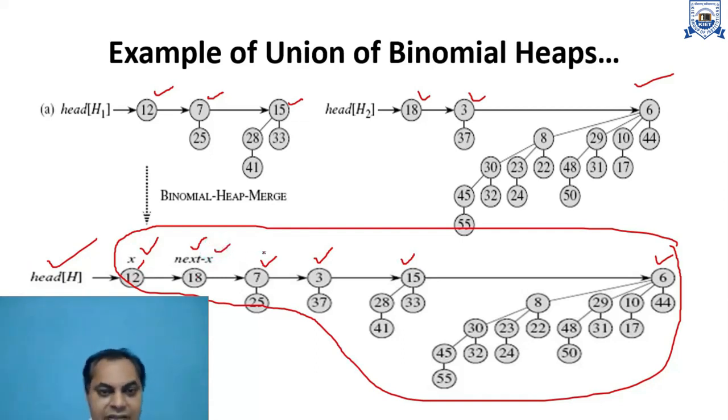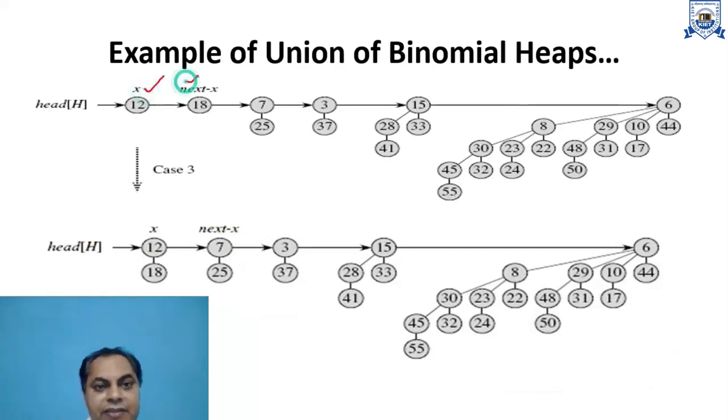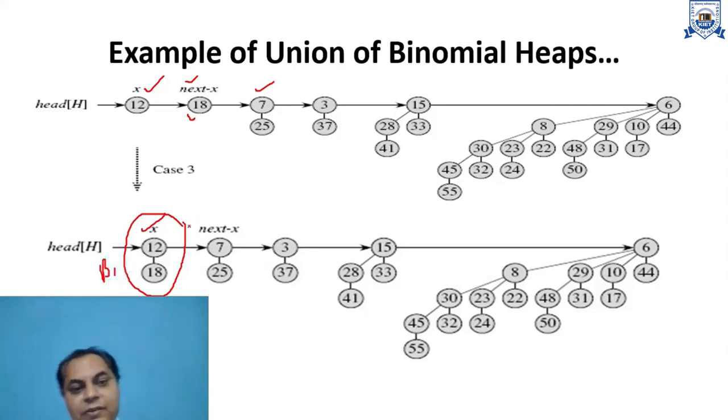Now we will do our analysis. x and next of x both have the same degree, and the sibling of next of x has a different degree. That means case 1 and case 2 are not applicable. In this case, case 3 and case 4 are applicable, and it depends on the values of x and next of x. In our case, the value of x is less than the value of next of x, so the key of x is less than the key of next of x, and that means case 3 is eligible. If case 3 is eligible, x becomes the parent of next of x. We get a new tree after using the link operation. So 12 becomes the root of 18 and the degree is 1, B1. So we get a new tree in the root list.